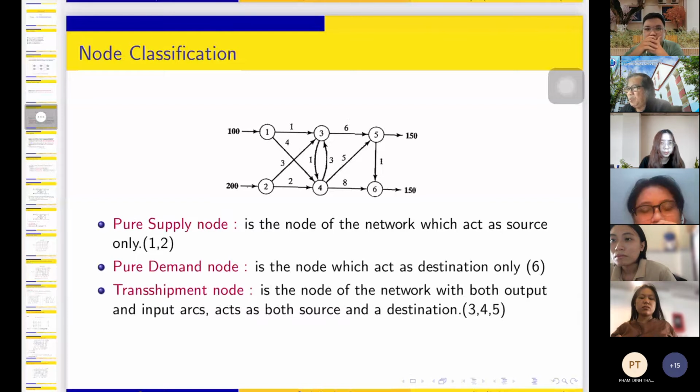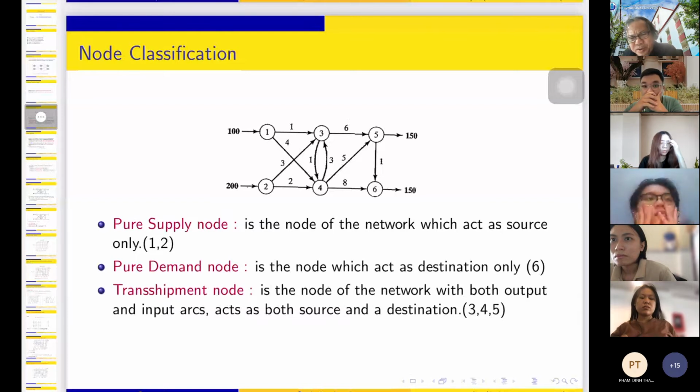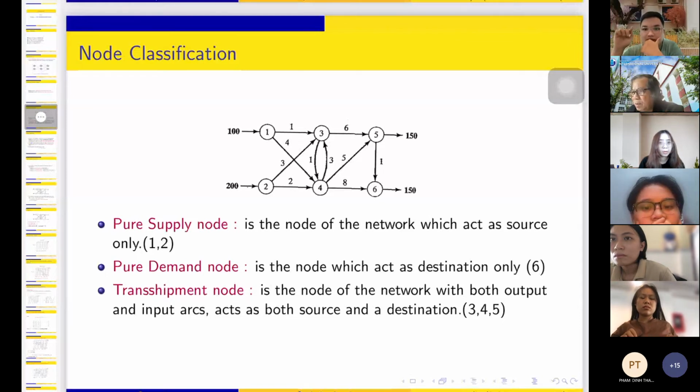Sorry, the node 1 is what? The node 1, you say, pure supply, pure demand node is just only the node. Nodes 1 and 2 are pure supply nodes. Yes, and 5 and 6. Yeah, 3, 4, 5. 3, 4, 5 are transshipment nodes. And node 6 is the pure demand node.